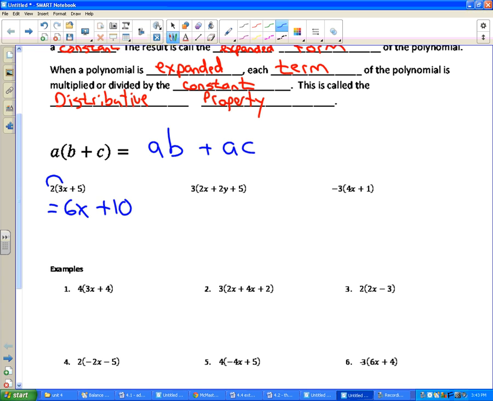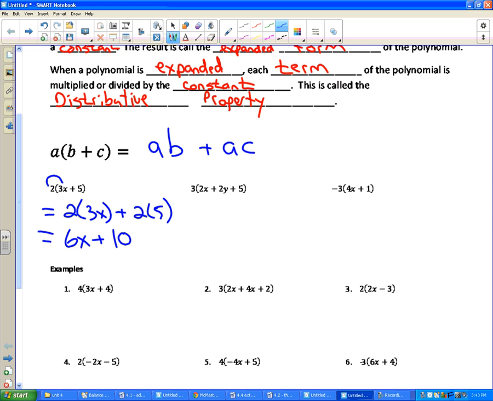Now for some of us, we might even want to do an extra step. Let's say, well, it's really 2 times 3x plus 2 times 5. And we'll do the same thing. So 2 times 3x, we've got our 6x. 2 times 5 is 10, and there's our answer.